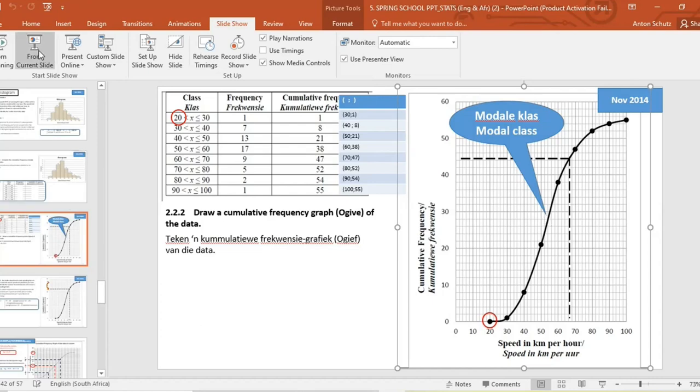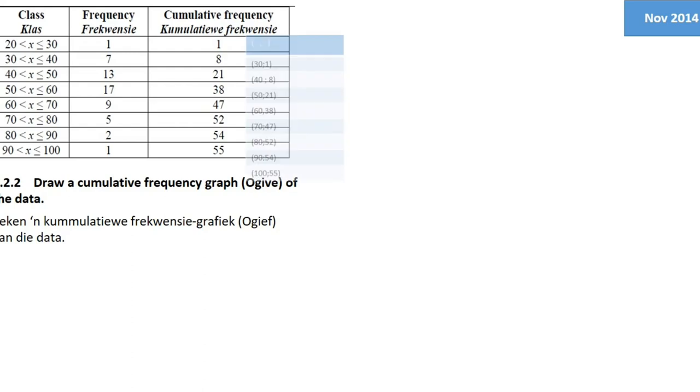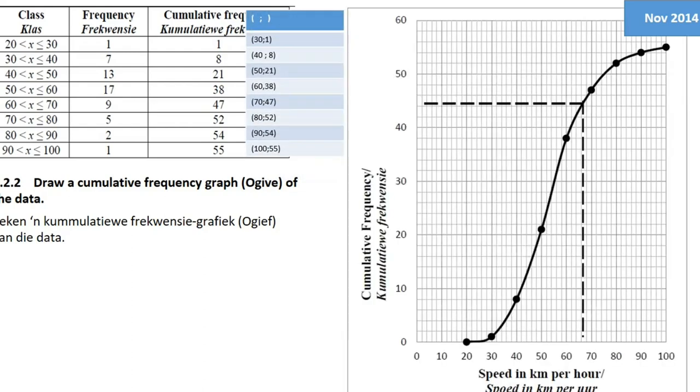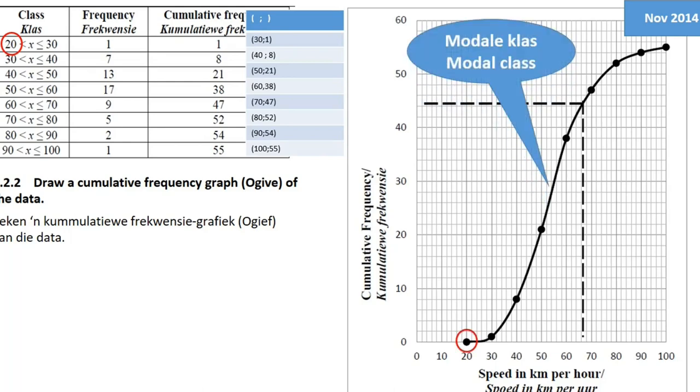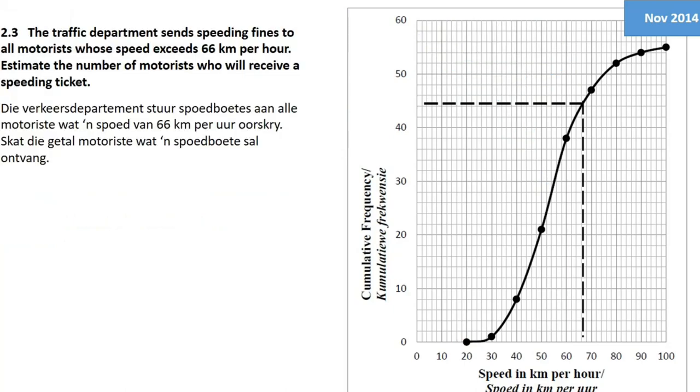Now comes the part about the people going to check who broke the law, who went too fast. The traffic department sends speeding fines to all motorists whose speed exceeds 66 kilometers per hour. Now it says estimate the number of motorists. You understand why they say estimate? Because as I said before, and I think I'm going to stop saying that now, this graph is not accurate. And so you can't read off an accurate answer.